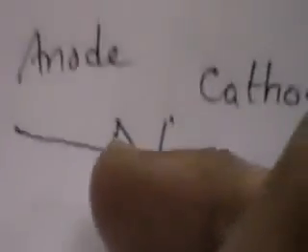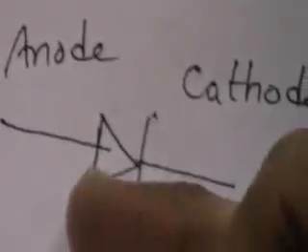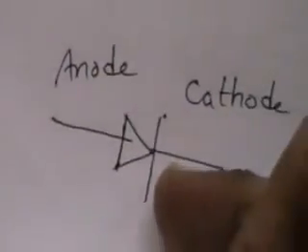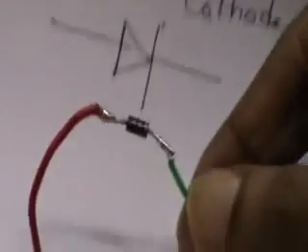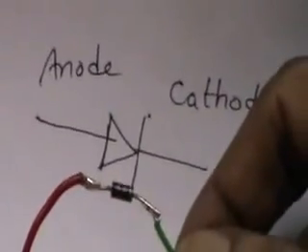So this green color wire is connected to the cathode of the diode, and the red one is connected on the other side to the anode. It means this is the actual diode symbol. So in the circuit, this arrow indicates anode, and this one indicates cathode. So the silver ring is the cathode one. This is the way we have to connect the diode. This is the normal one.